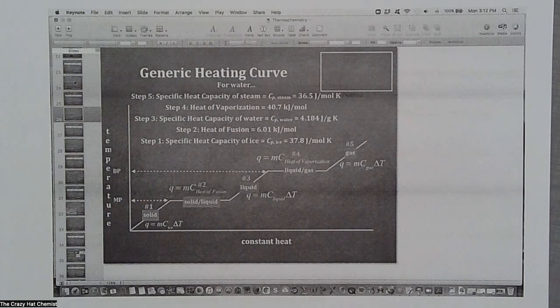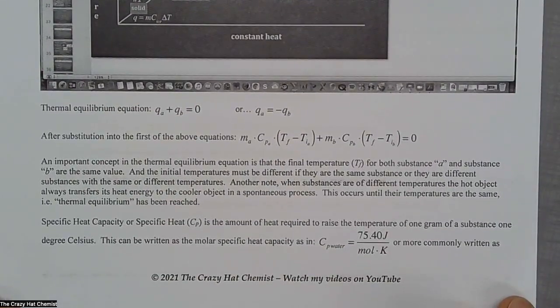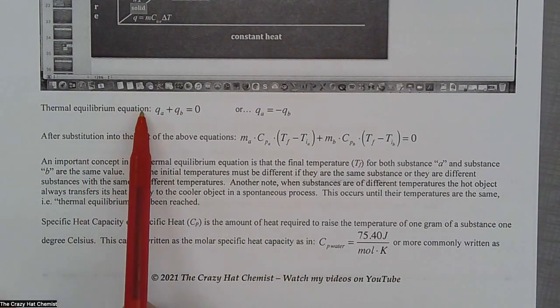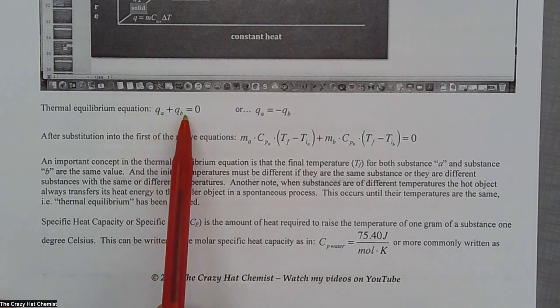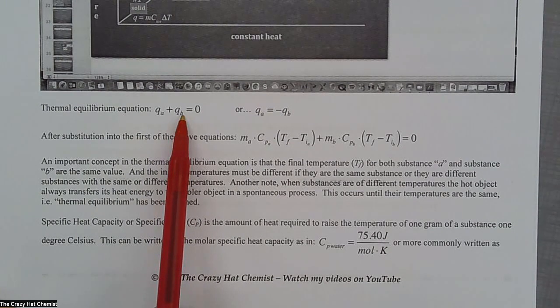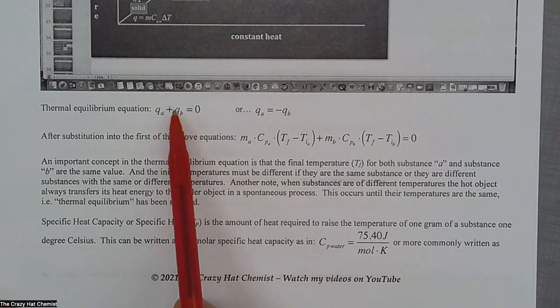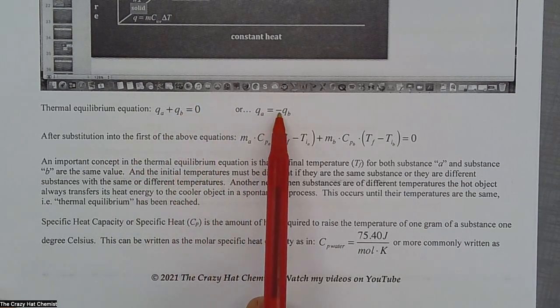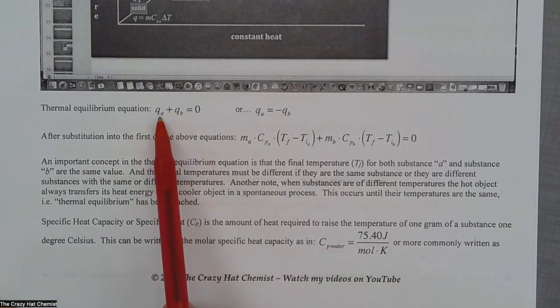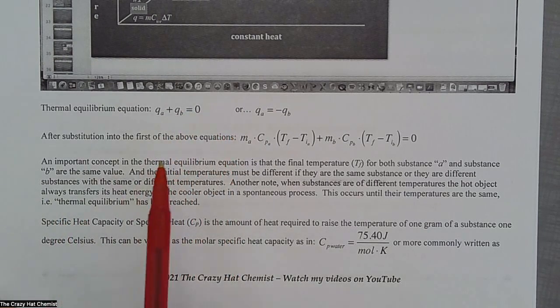A couple other equations and information that are really important is right here at the bottom, and that is the following. The thermal equilibrium equation is Q of A plus Q of B equals 0. This is when you mix two things together that have different temperatures or different heat contents. You can rewrite this so that you don't have that 0 term and move one of these over to the other side. That's Q of A is equal to negative Q of B. What this effectively says is that the heat is transferred from the hot object to the cool object. Heat always goes from hot to cold spontaneously in a net direction.